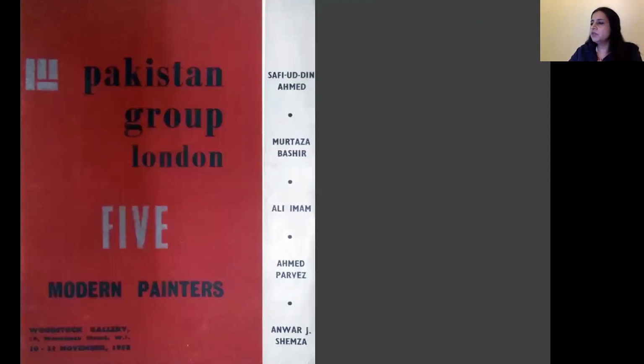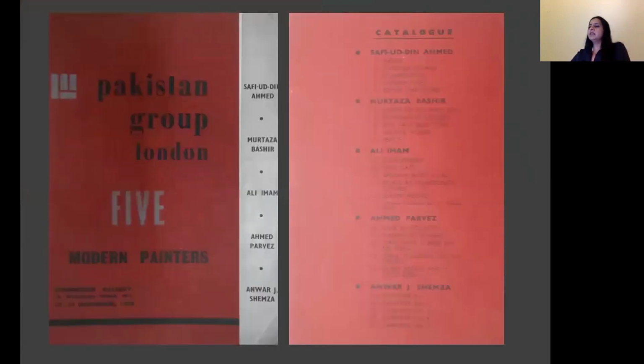The mission of this group was outlined in the brochure of their first exhibition, which was held in Woodstock Gallery, London, in November of 1958. It stated, and I quote, "The aim of the group is to project Pakistani art and to introduce contemporary Pakistani artists, to create and provide opportunities and facilities for contemporary and young Pakistani artists to exhibit their work abroad."